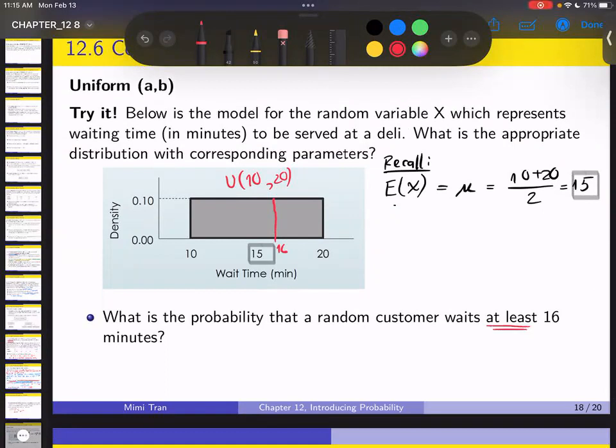At least, tell me shade it to the left or shade it to the right. To the right, right? At least 16 minutes will be 16 minutes, 17 minutes, 18 minutes. Okay.